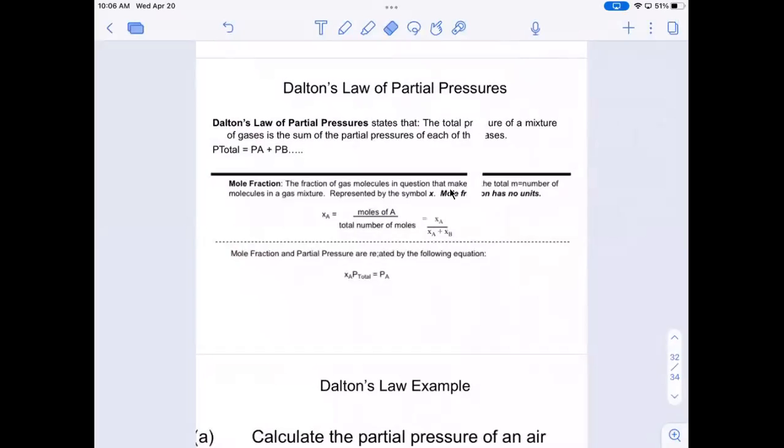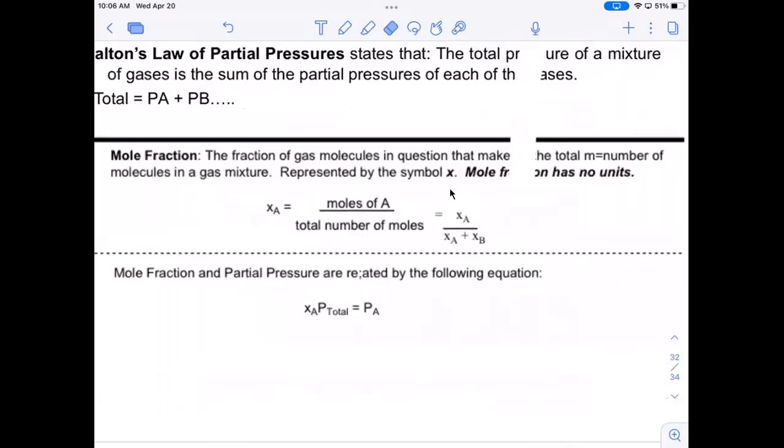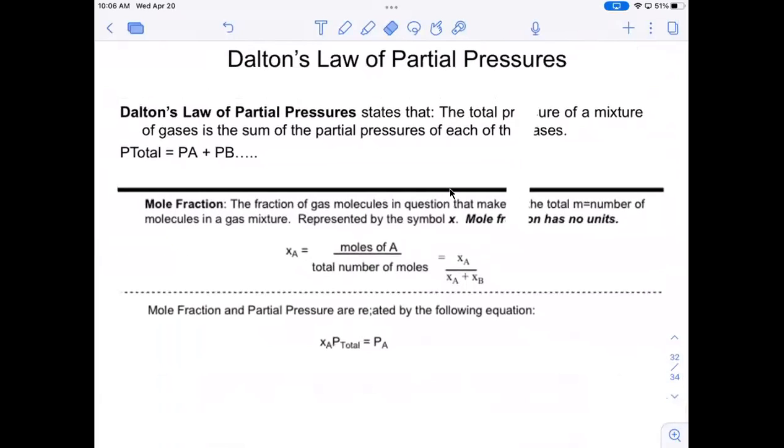So let me share my screen right quick, and we're going to talk about partial pressures today and Dalton's law. Let's discuss this real quick, and we're going to do some examples of Dalton's law of partial pressure. This moves us into a different area. We've been talking about Hess's law, enthalpy and entropy, so this is a slightly different area.